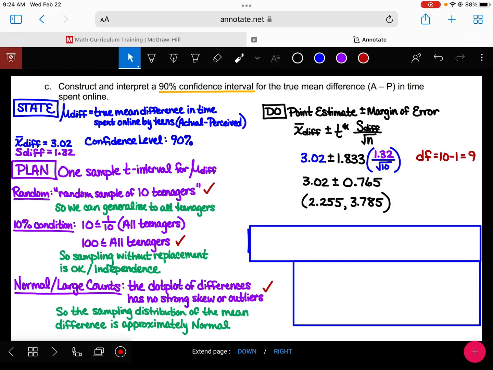So when I calculated just the margin of error, that was 0.765. You could have done 0.77, that's fine since the x bar diff was rounded to two places. So I got 2.255 to 3.785. If you rounded differently on your margin of error, yours would be a little bit different than mine.